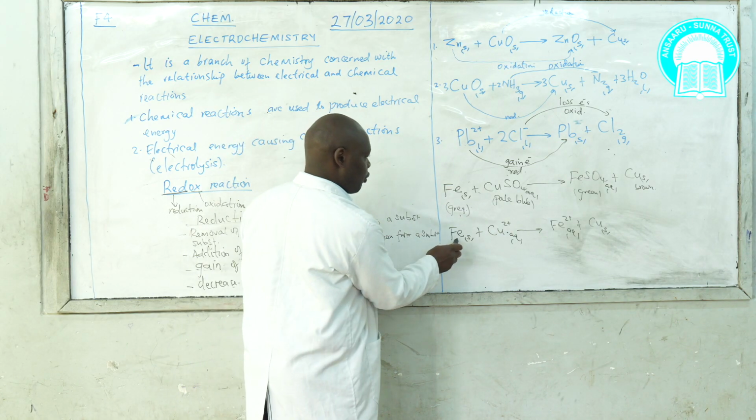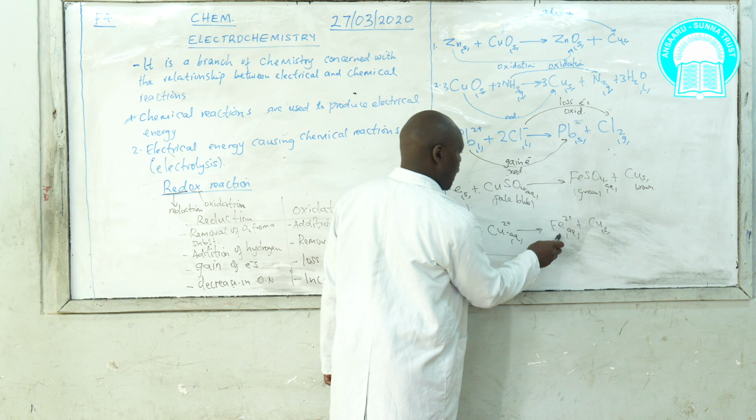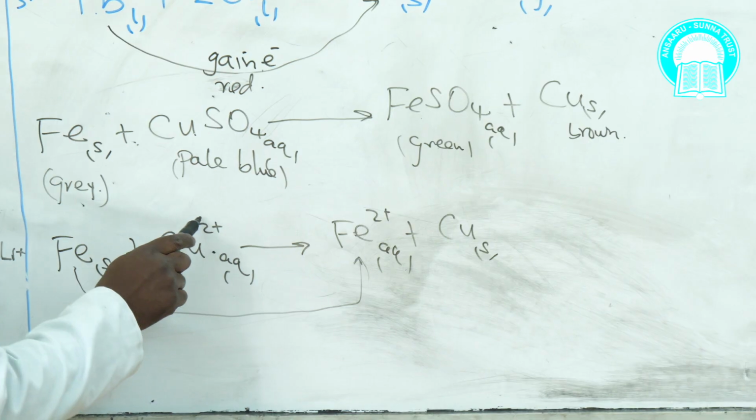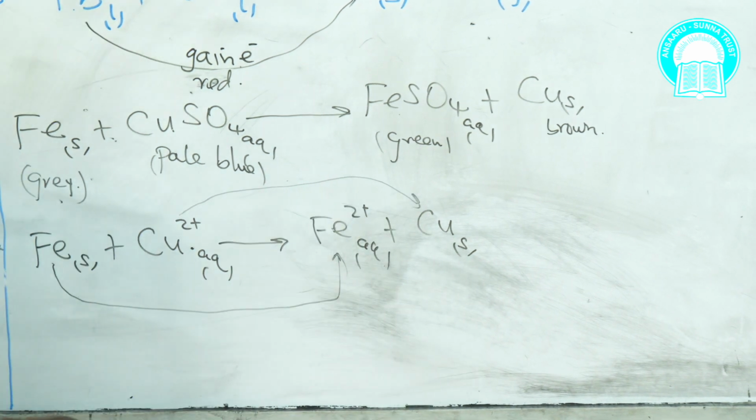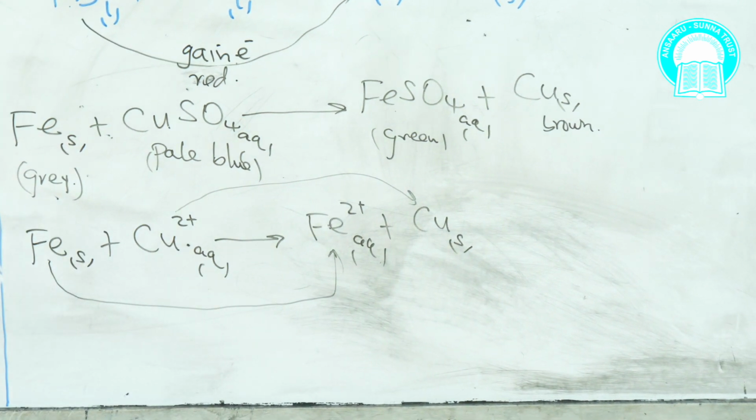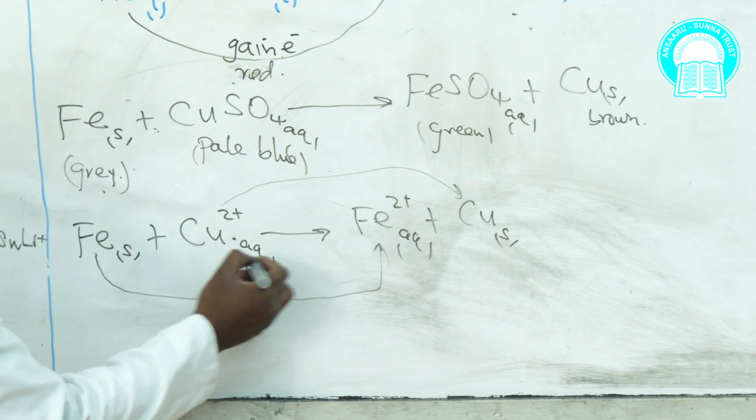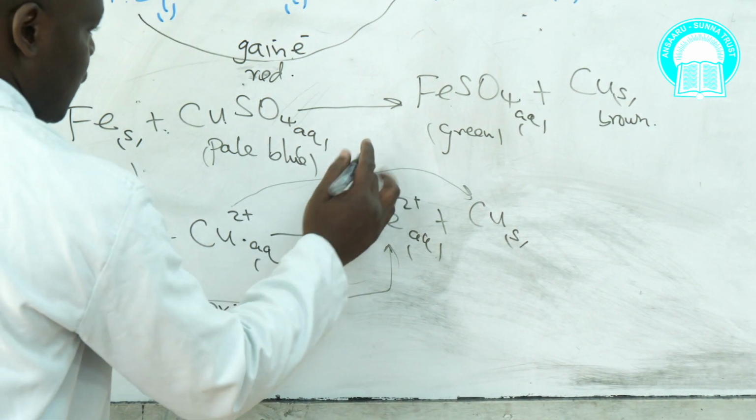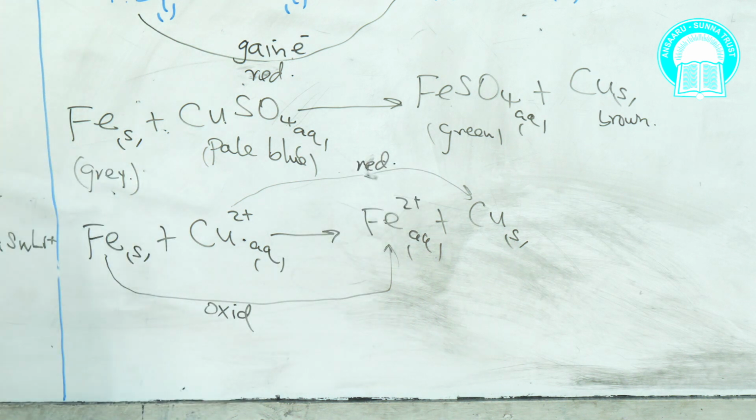So you see, from iron to iron 2 ions, electrons have been lost, and from copper 2 ions to copper metal, electrons have been gained. So where electrons have been lost is oxidation, and where electrons have been gained is reduction.